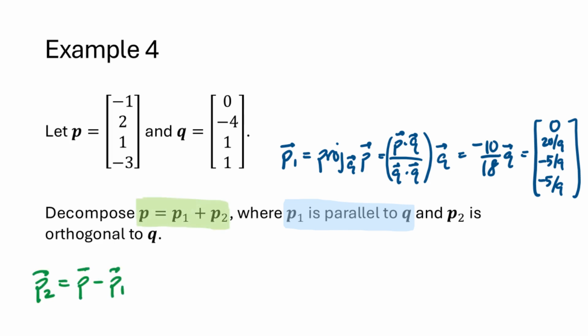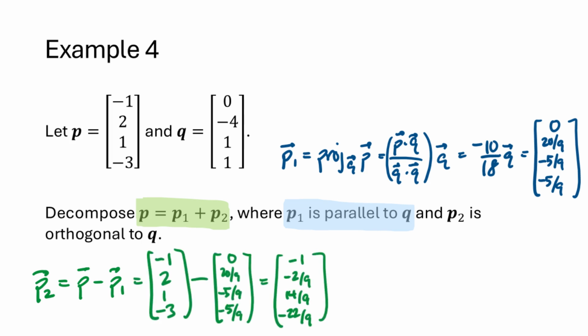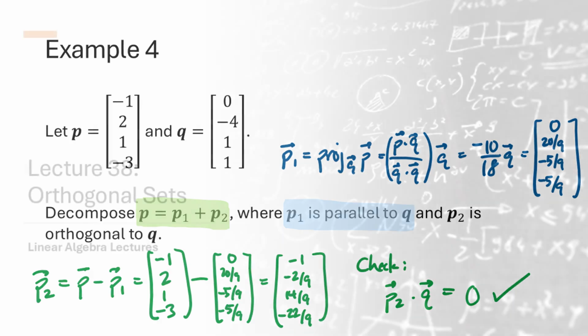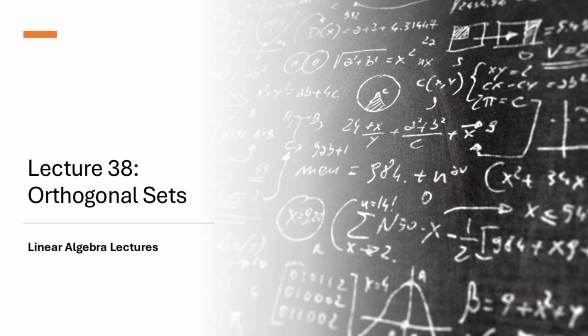Well, just like before, since p equals p1 plus p2, p2 is going to be p minus p1. We know p, we know p1, so we just subtract, and we get the vector negative 1, negative 2/9, 14/9, negative 22/9. And now we can verify that this vector p2 is in fact orthogonal to q. So we've decomposed the vector p into two vectors, one of which is parallel to q and one of which is orthogonal to q.